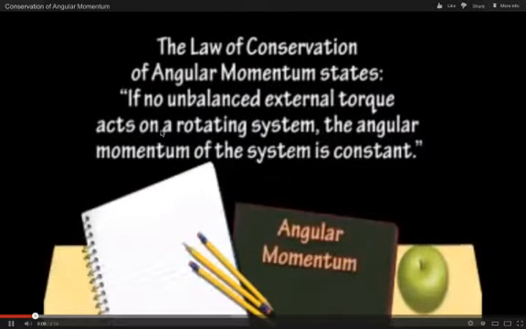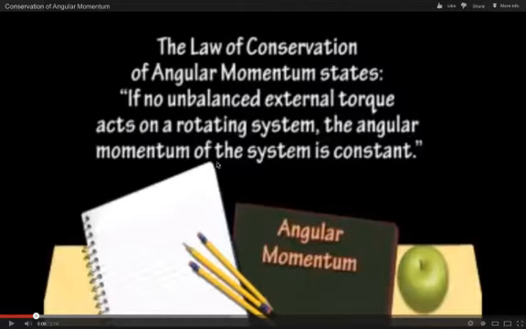Now notice here, the law of conservation of angular momentum states that if no unbalanced external torque acts on a rotating system, the angular momentum of the system is constant. When we said that momentum is conserved, we were talking about there being no outside forces.